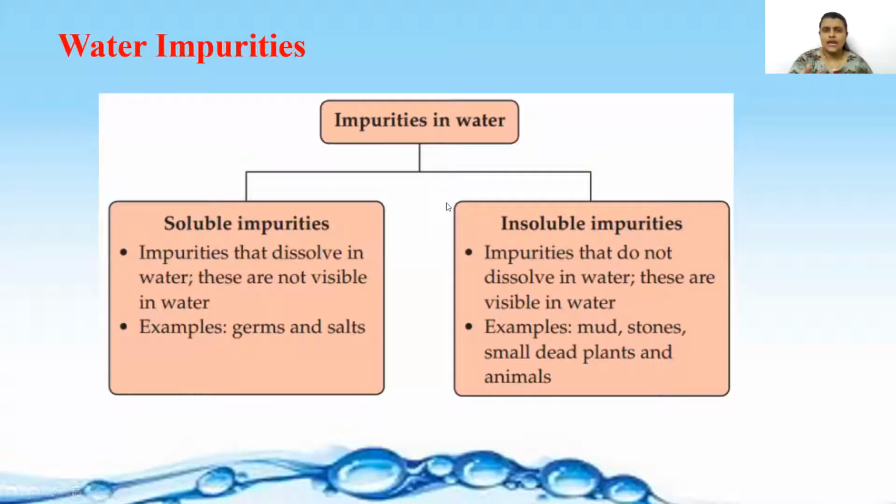Impurities in water: there are a few things present in water which are not suitable for drinking. Those are called impurities. There are two types of impurities: soluble, which get dissolved in water, and insoluble, which do not get dissolved in water. Impurities that dissolve in water are not visible in water. Examples are germs and salts, which are soluble impurities. Impurities that do not dissolve in water are visible in water. Examples: mud, stones, small dead plants, and animals.